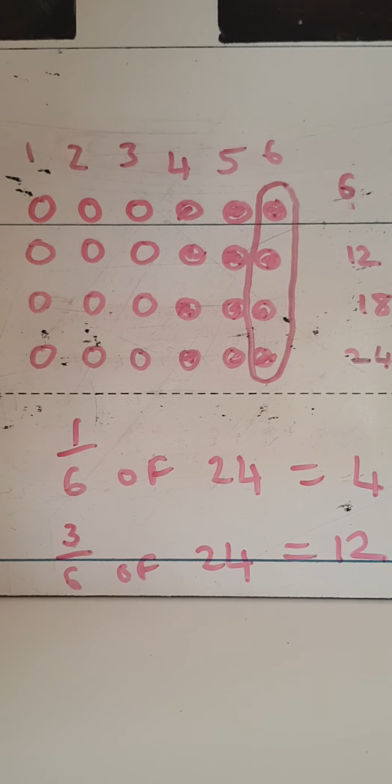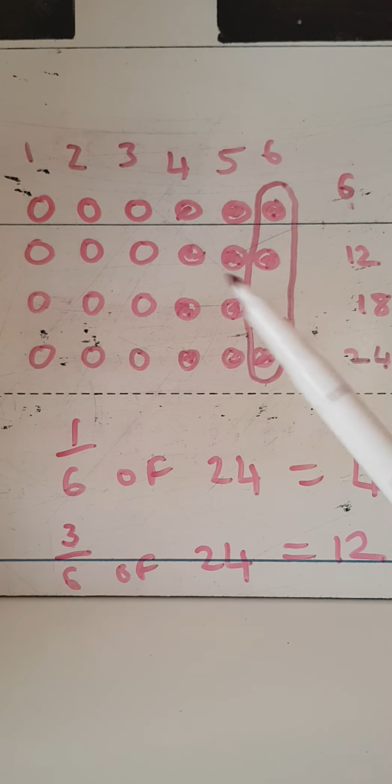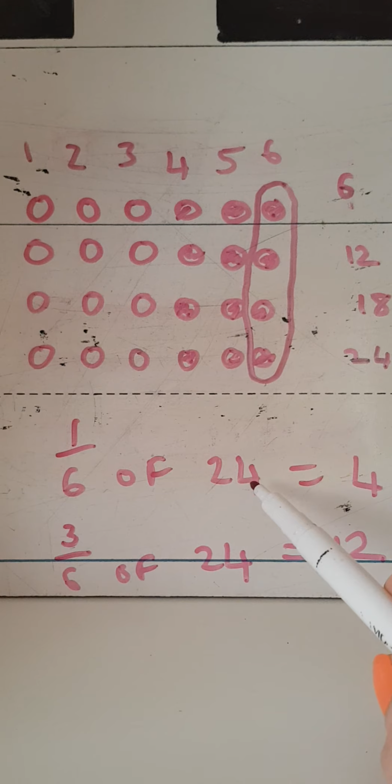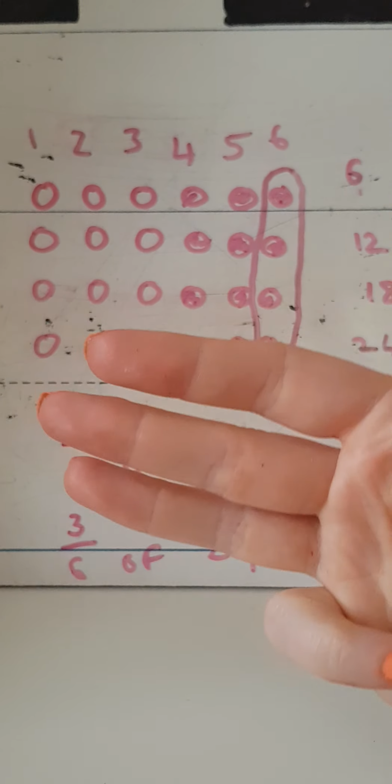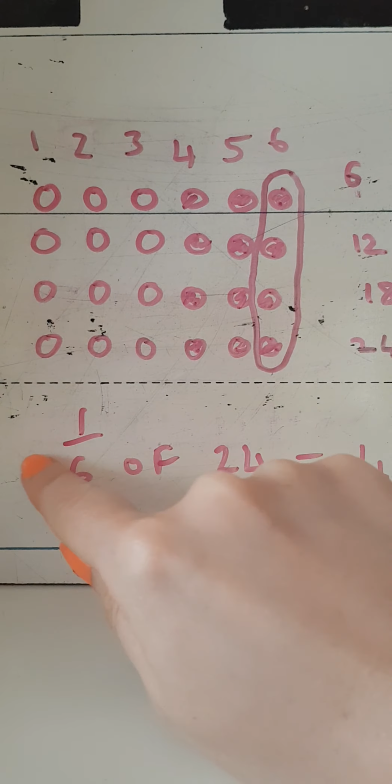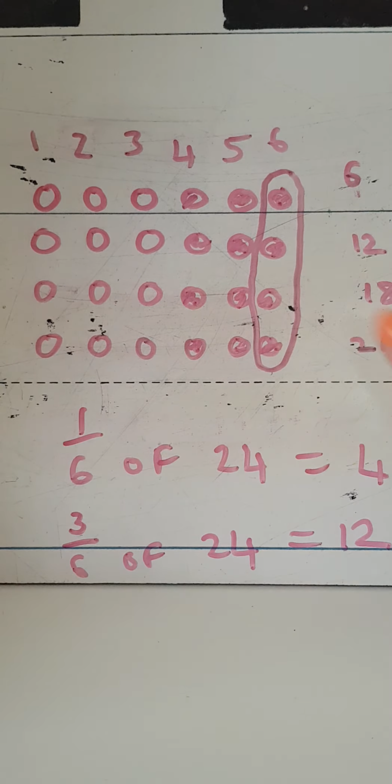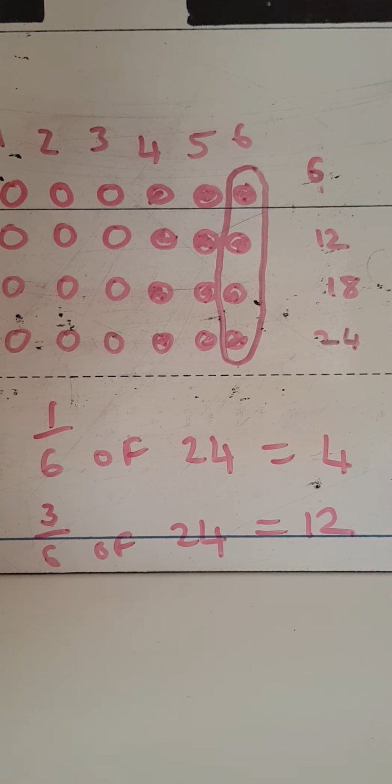Remember, the other way to do it, if you like, is with division. So 24 divided by 6, that means how many times does 6 fit into 24? 6, 12, 18, 24, it fits in 4 times. And then 4 multiplied by 1 is 4. That's the same answer as we got there.